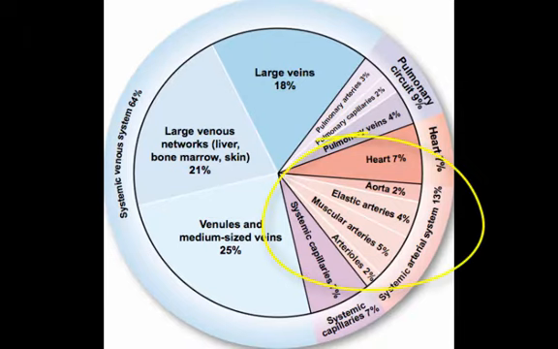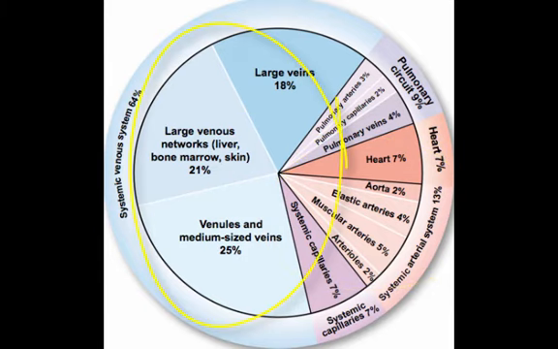30 to 35% of the blood volume is held in the heart, arteries, and capillaries. 60 to 65% of the blood volume is held in the venous system, with 1/3 of the venous blood being held in the large venous networks of the liver, bone marrow, and skin. Next, we will discuss the flow of blood in the capillaries and the factors that affect it.